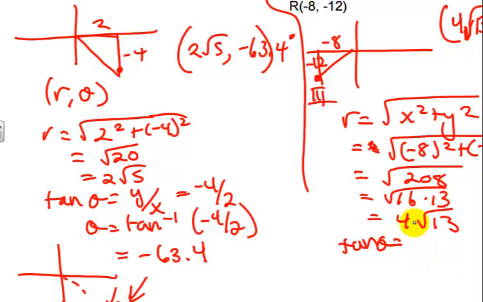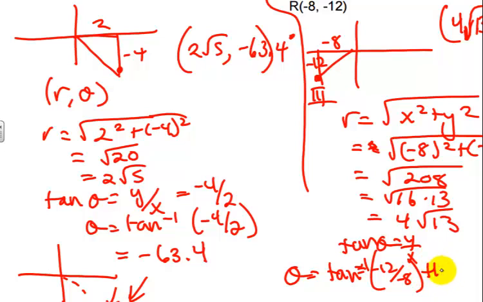Okay. Then to find the angle, we have y over x, which is -12 over -8, tan inverse. Now, because this is in the third quadrant, we're going to have to add 180 degrees to it. Because when you go and put it into your calculator, you get 56 degrees. Well, 56 degrees is in quadrant 1.